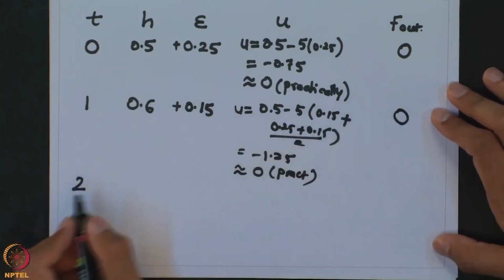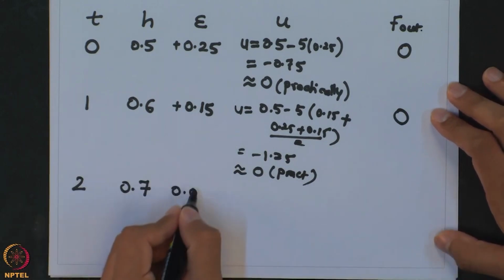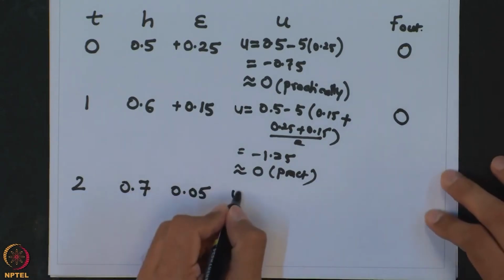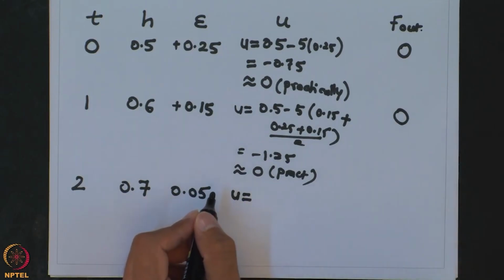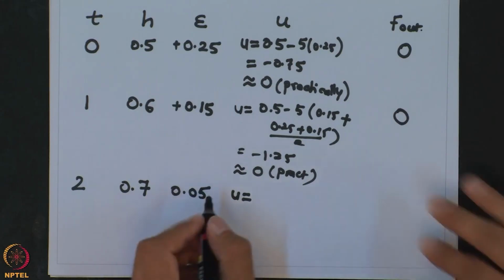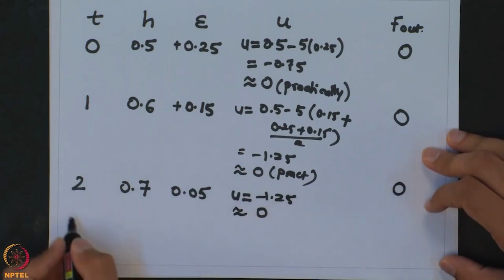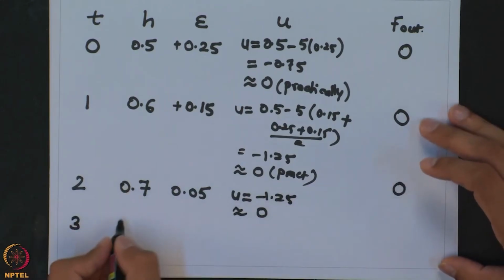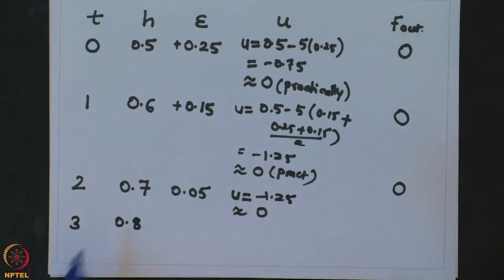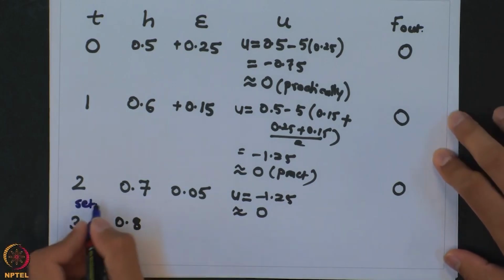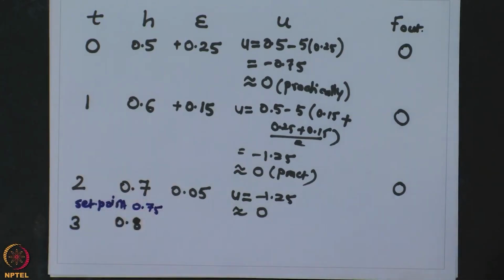We reach time 2, the level by then would have reached 0.7, the error becomes 0.05. When you calculate the output for this, it comes out to be minus 1.25 again. So, again the valve remains closed, and then at the next time instant the level is going to cross the set point. So, our set point was here, so we have already crossed the set point.